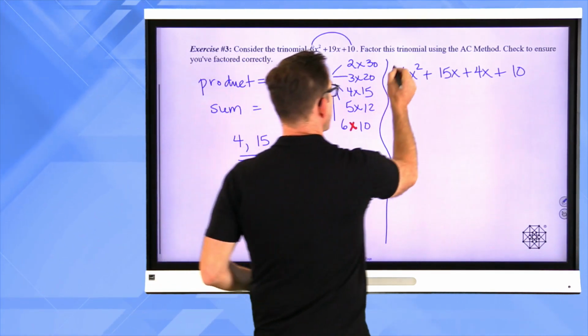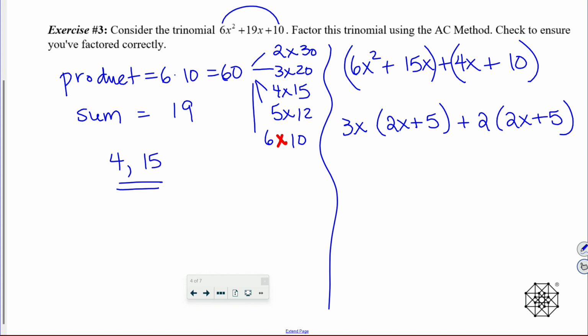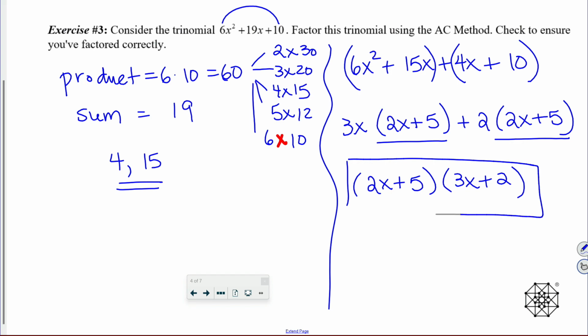Now, I'm going to factor by grouping. I'm going to group these two together and these two together. From these two, I can extract a 3x, so that's going to be 3x times 2x plus 5. And from these two, I can factor out a 2, and that's going to leave me with 2x plus 5. If I'm doing this technique correctly, I should get a common binomial factor right there, which I do. And there is my final answer.